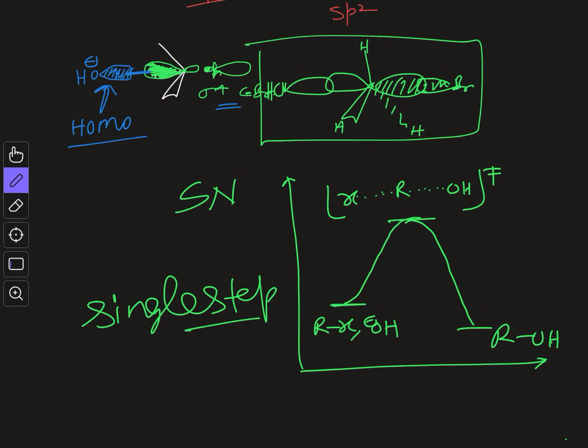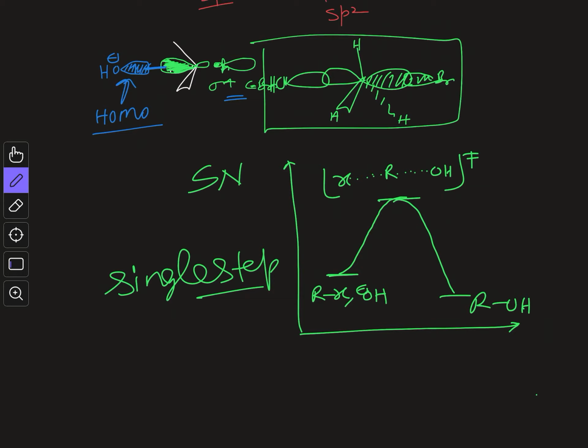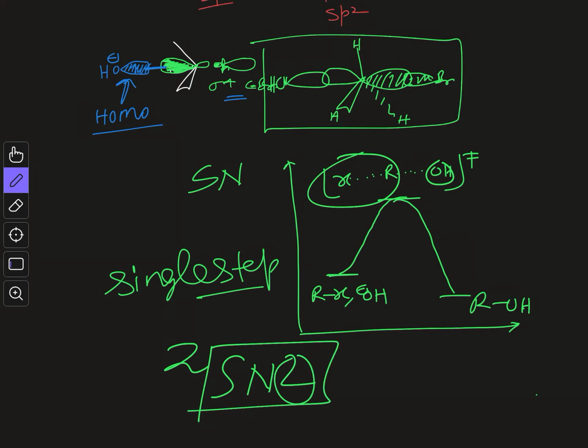In any single step reaction, whatever molecules are involved in that particular step, that is the molecularity of that reaction. Now in this case you can see this RX and this OH minus, these two are involved in the rate equation, and that's why its molecularity will be 2. So the reaction is termed an SN2 reaction. The 2 refers to the molecularity of the reaction, and SN stands for nucleophilic substitution. So this is the bimolecular nucleophilic substitution reaction. We have seen that methyl bromide, when reacted with OH minus, follows the SN2 pathway, the bimolecular nucleophilic substitution pathway.